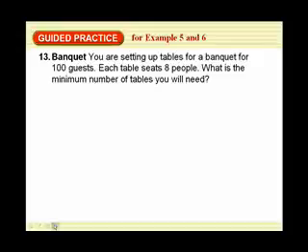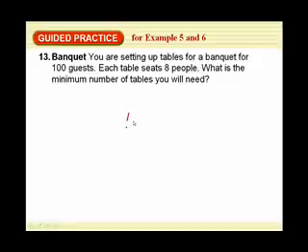So let's check out this guided practice now. It says you are setting up tables for a banquet for 100 guests. Each table seats 8 people. What is the minimum number of tables that you will need? Well, as you go through, and we're looking at this, we are taking 8. We have 100 people, and each table seats 8 people. So how many 8s are in 100 will tell us how many tables we need.